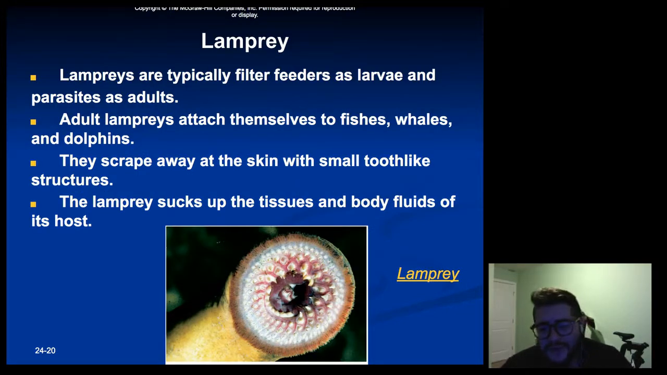This is what a lamprey's mouth part looks like. There's no defined jaw, but it does have a mouth, right, with these little scraping teeth that honestly look like a nightmare.